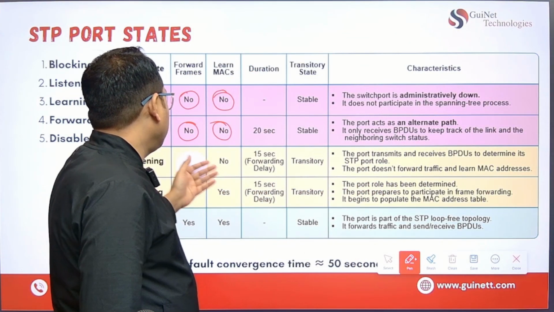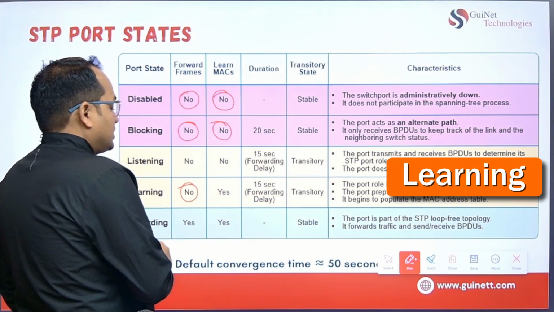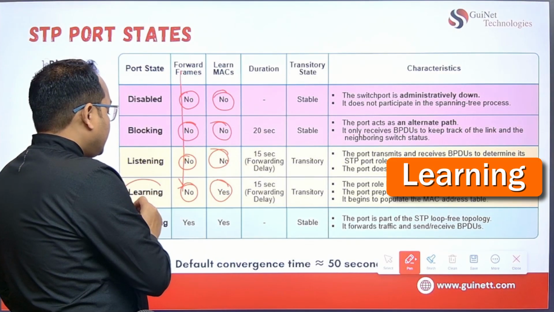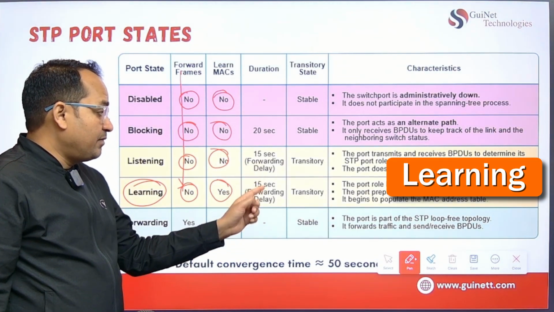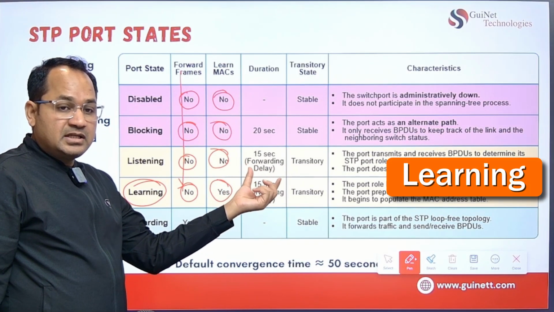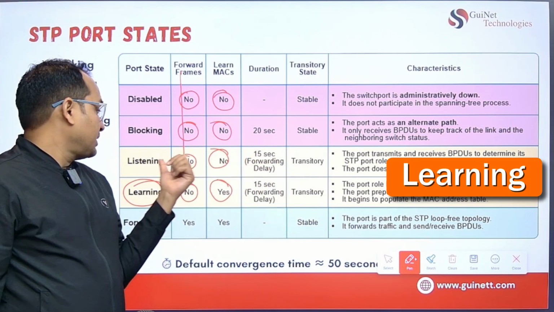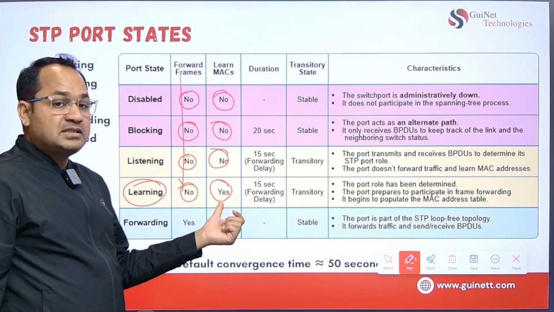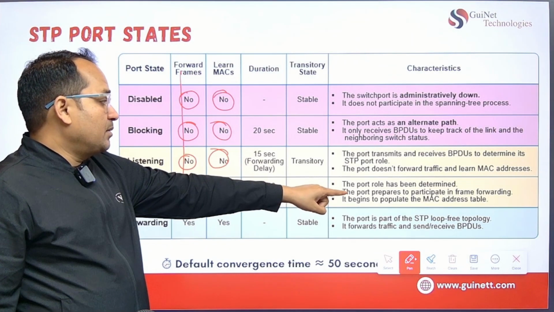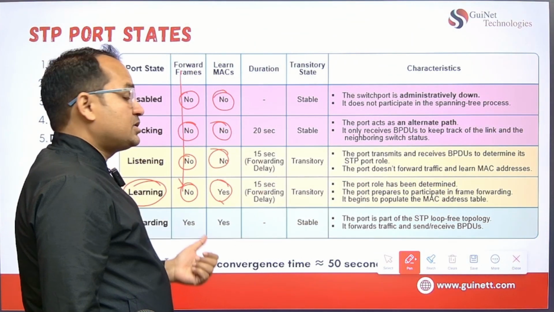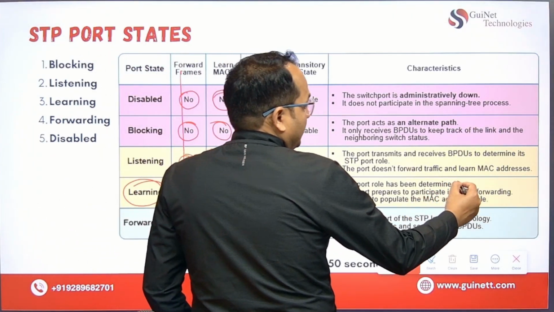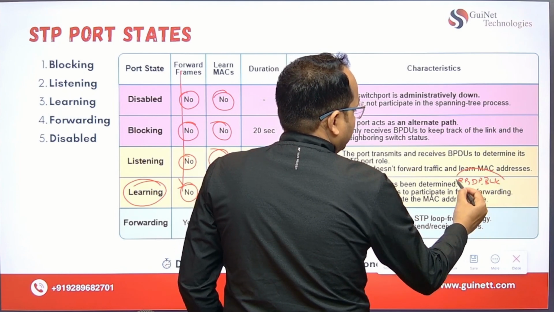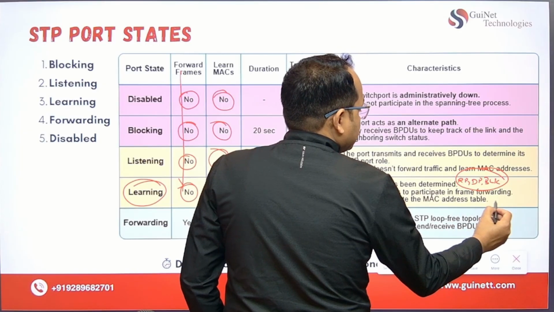Then after, what is going to happen? They go into the learning stage. Still, there is no frame forwarding happening in the learning state, but they start learning the MAC addresses. Means again, it will wait for the STP status, 15 seconds in the listening and 15 seconds in the learning stage. But in this process, your MAC addresses are going to be learned. The port role has been determined. Means in the learning state, it's going to be decided whether you are the root port, designated port, or blocking port. Based on that, the port prepares to participate in frame forwarding.